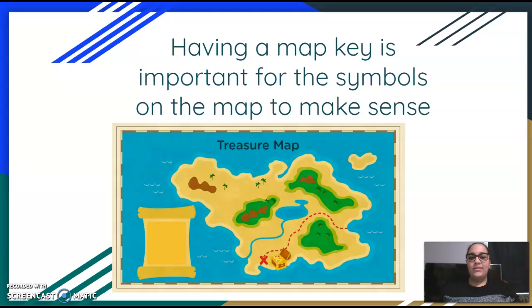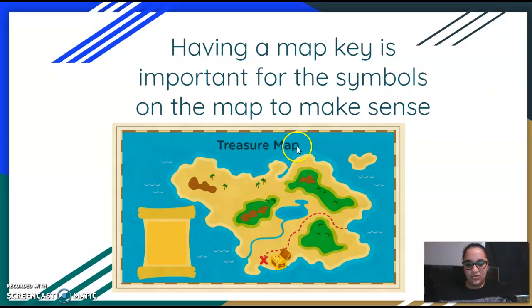Having a map key is important for the symbols on the map to make sense. So when I see symbols and colors on a map, they can represent different things that might help me get to the right place based on what I see.